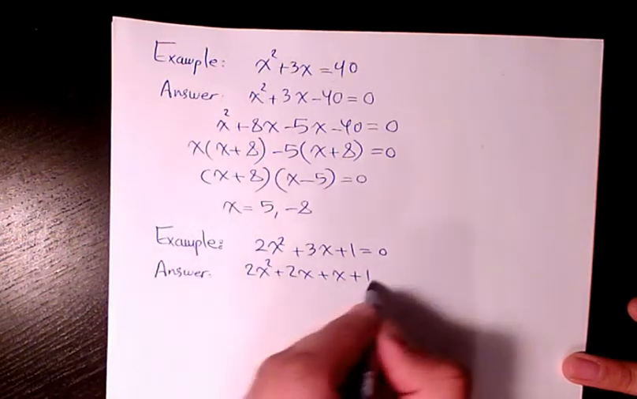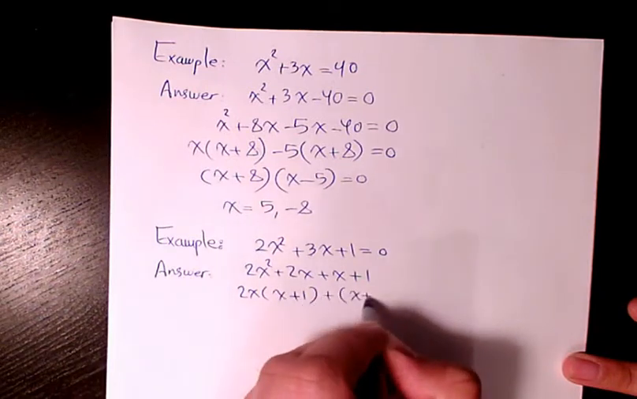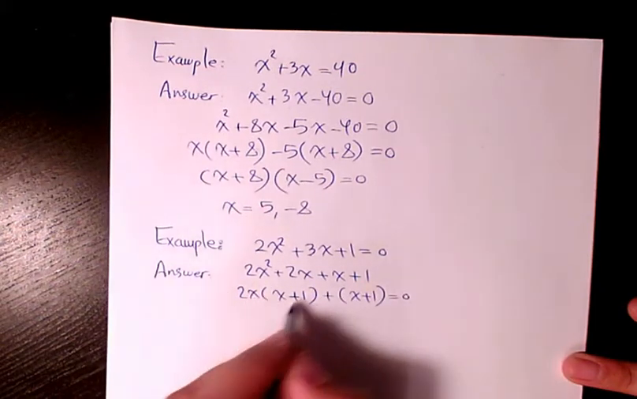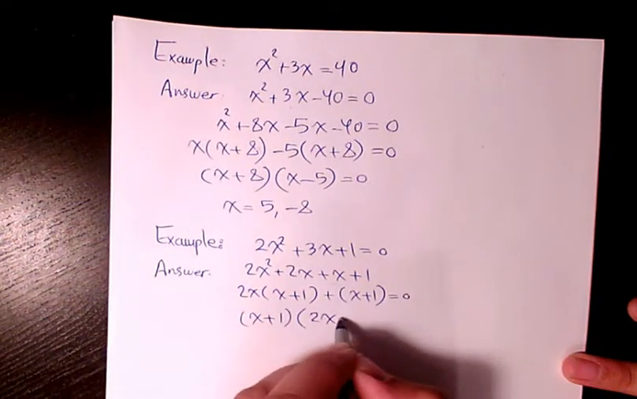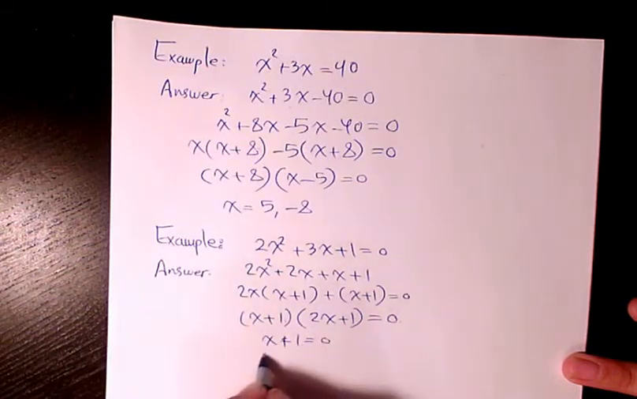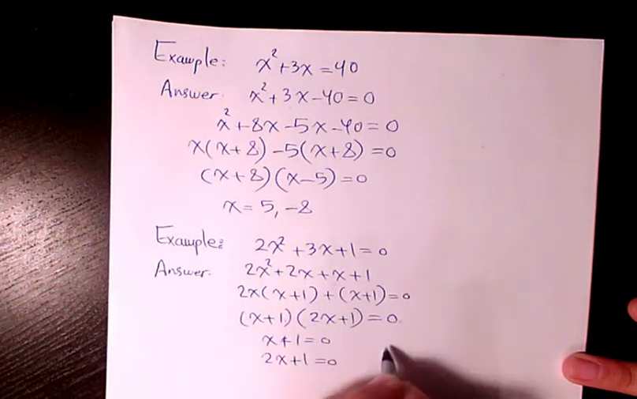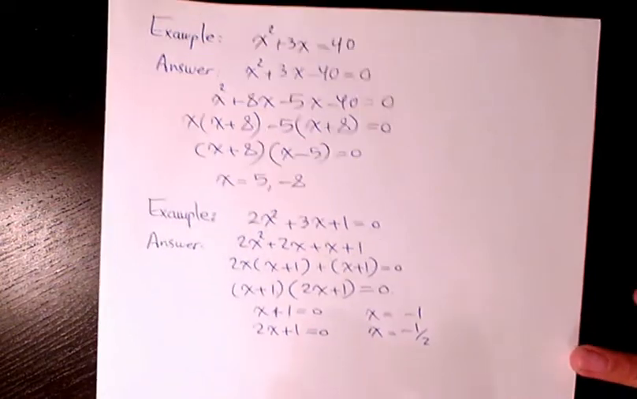Then I do group factoring here, 2x, x plus 1 equals 0. Then I factor x plus 1, it's going to be x plus 1, 2x plus 1 equals 0. So it has to be either this one or this one equals 0. X plus 1 equals 0 or 2x plus 1 is 0. So the answer is going to be x equals negative 1 and x equals negative half.